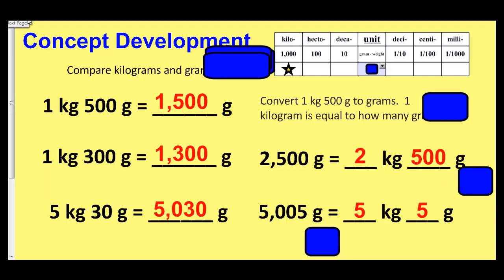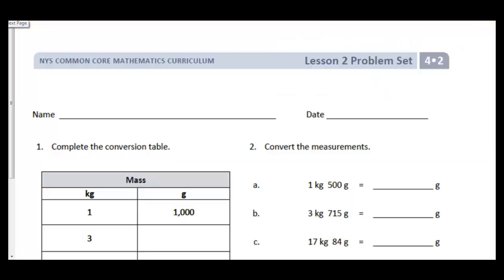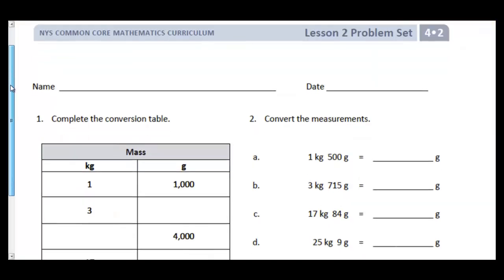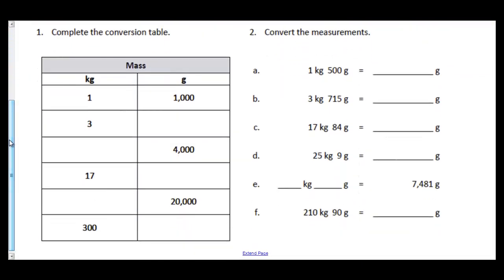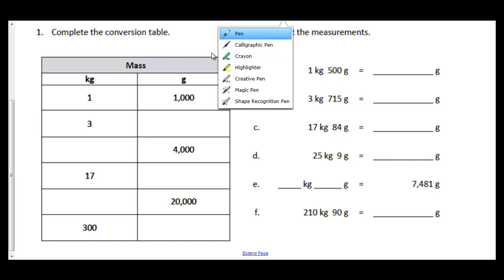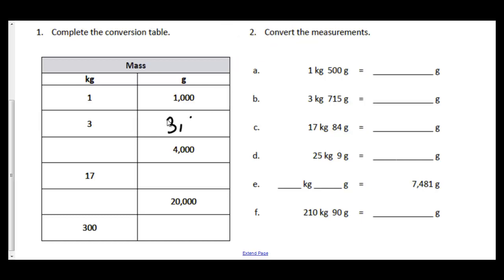All right, so let's take a look at your problem set. Okay, so we're going to complete a chart that's very similar to what you just did in your journal, so this should be pretty easy for you. It's got a little bit bigger numbers, so I want you to try to do this by yourself and come back and check. But if you cannot, remember, it's always okay to just follow along with me, but I want you to try to do some of it by yourself. All right, so if we have 3 kilograms, that's going to be 3,000 grams. 4,000 grams would be 4 kilograms.